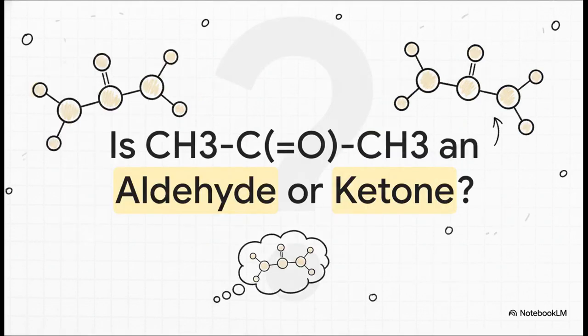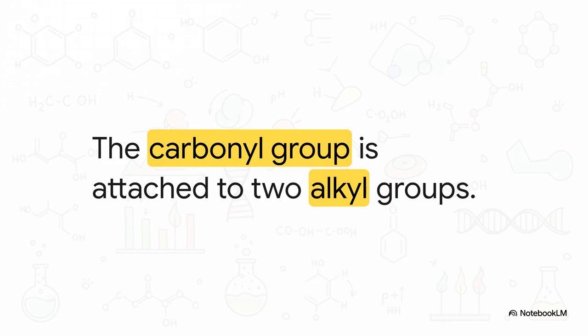All right, let's try a classic functional group identification question. Look at this structure, CH3, connected to a carbon, double bonded to an oxygen, connected to another CH3. Based on what we just learned, what family is this? Are we looking at an aldehyde or a ketone? It's a ketone. Specifically, it's propanone. You probably know it better as acetone.